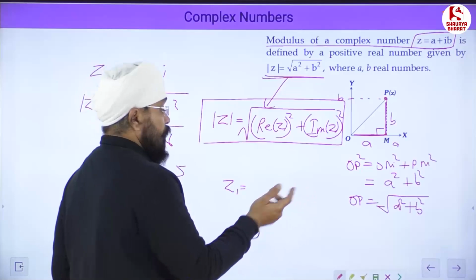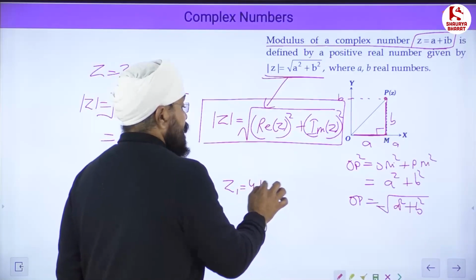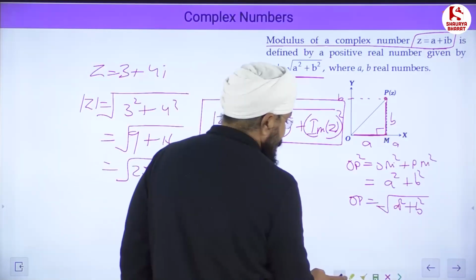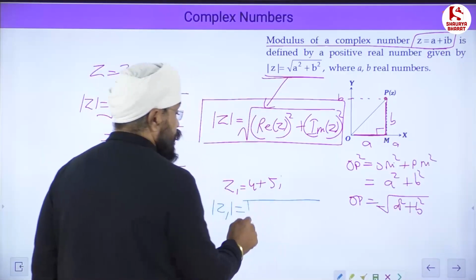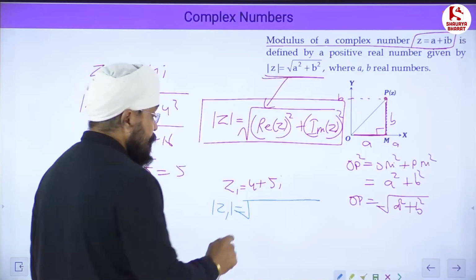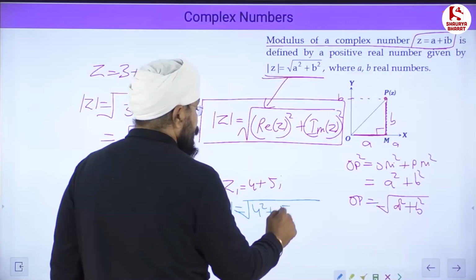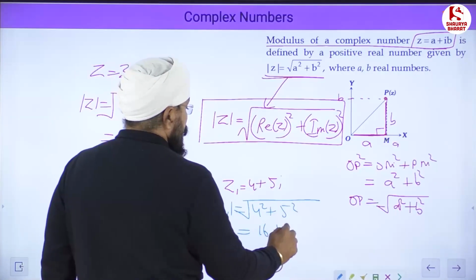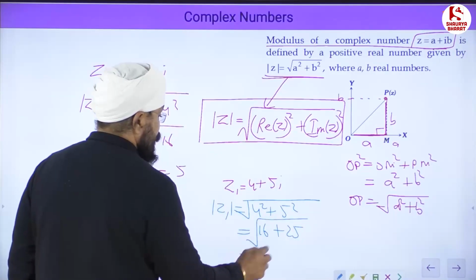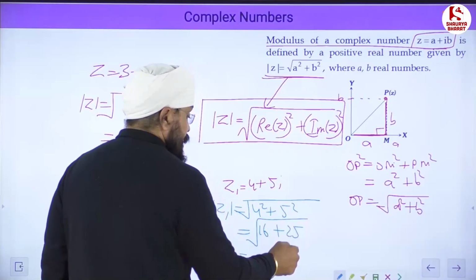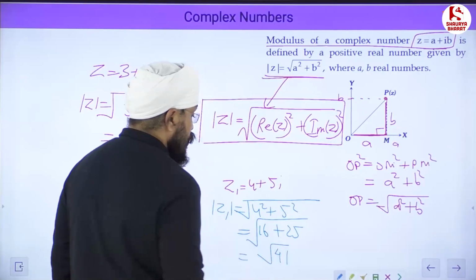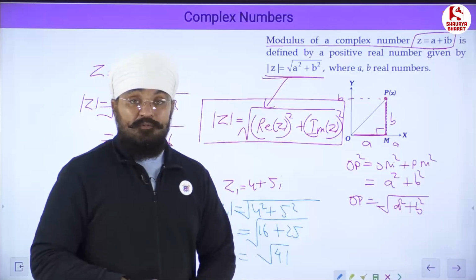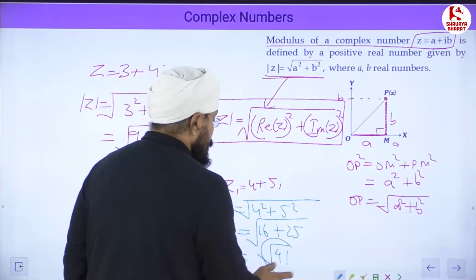Say for example, if a complex number is taken as 4 plus 5 iota. So how to find that magnitude? I'll be calculating the magnitude here as the square root of what it will become. It will become 4 square and 5 square, which is 16 plus 25. This is giving you 6 and 5, it is 11, and this is 41. So the result we are getting is the square root of 41. So this is nothing but the magnitude.